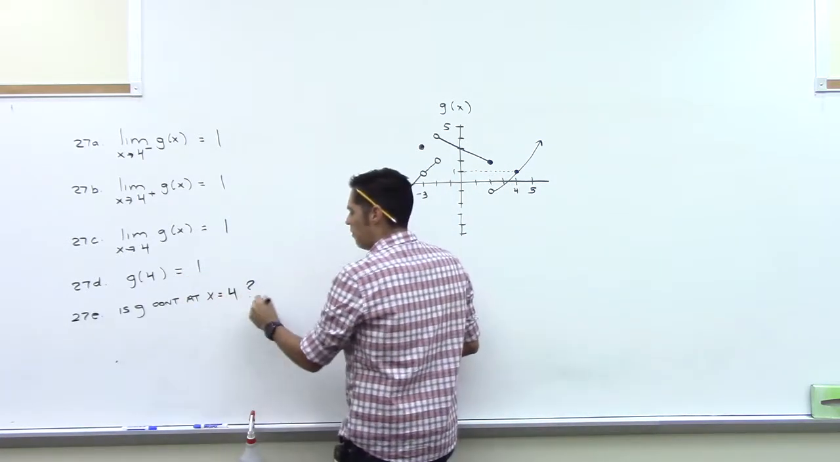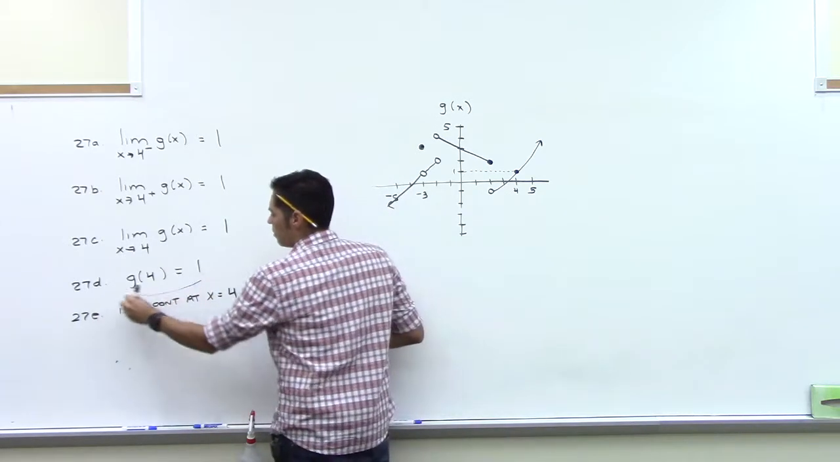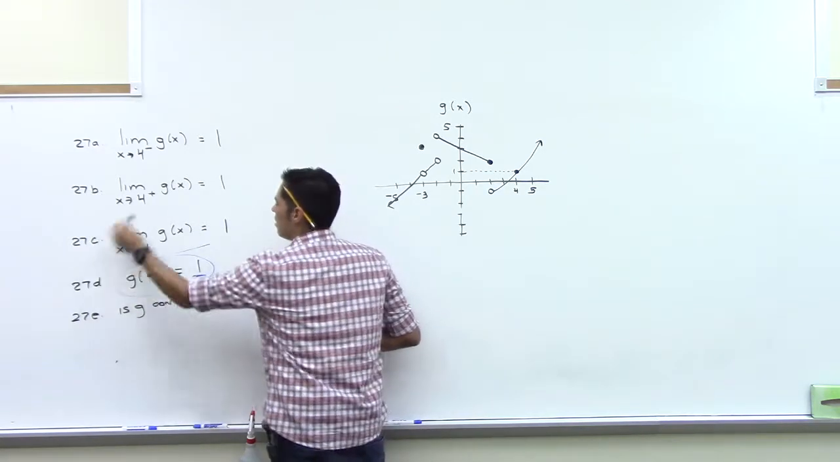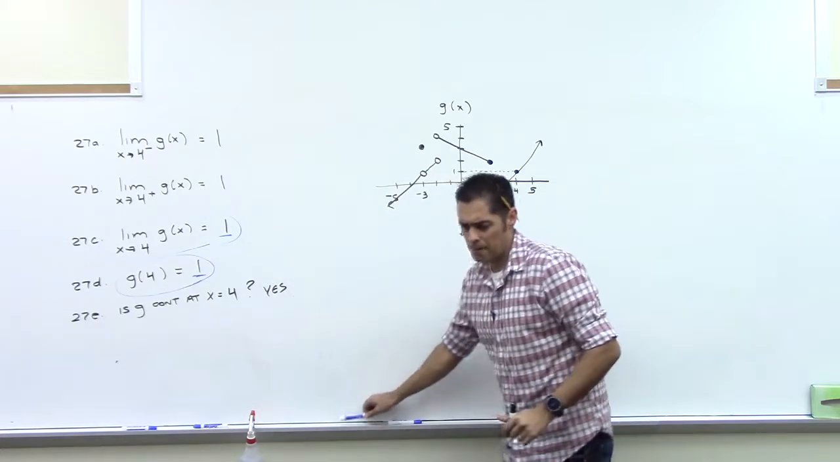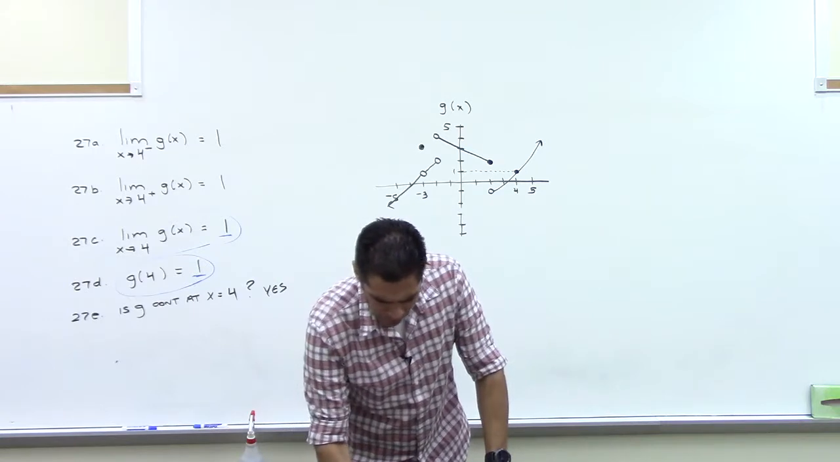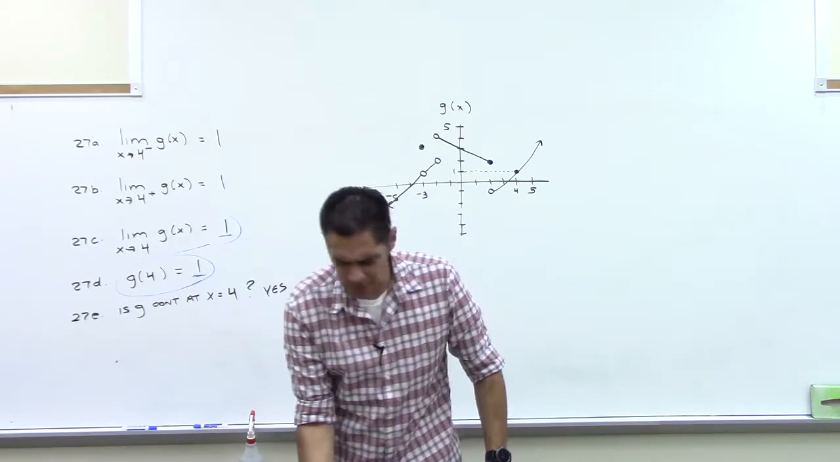Is it continuous at 4? Yes, finally we have one. Why is it continuous at 4? Because the function's value at 4, g of 4, which is 1, is equal to the limit. Those two are the same, and therefore it is continuous at 4. Okay, that's the first 4 problems. Now let's take a look at number 69.